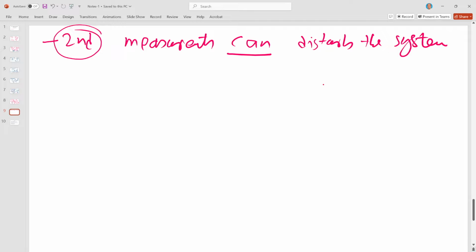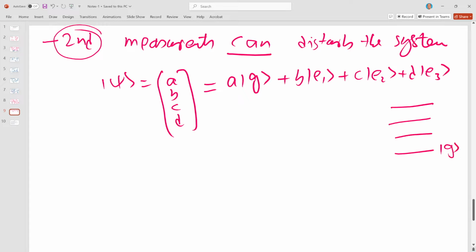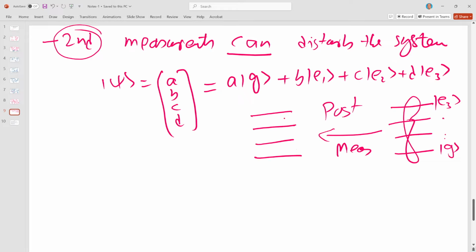For example, if the system is initially in state psi, which I can also write like this: A G plus B E1 plus C E2 plus D E3, where again this is G and this is E3 and so on. So before measurement, the system can be anywhere, but after measurement, post measurement, the system is in only one of these states. For example, it might collapse to this one. We sometimes use the word collapse or projects.